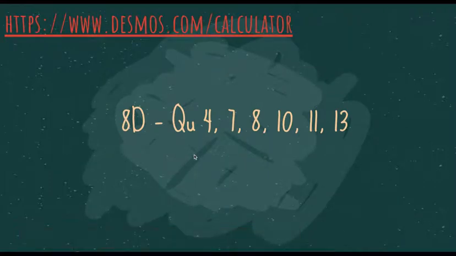You need to complete Chapter 8D. You can use your online calculator, or you can use your actual calculator, or you can do the graphs by hand, but you need to complete questions 4, 7, 8, 10, 11, and 13.